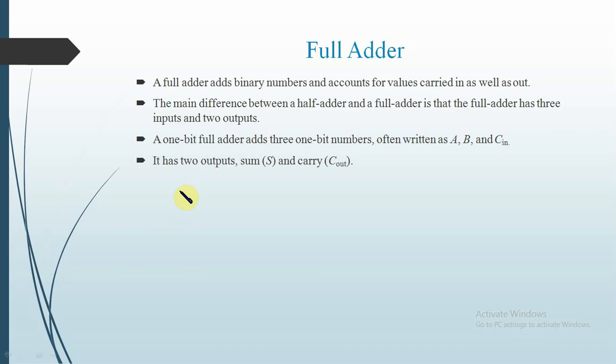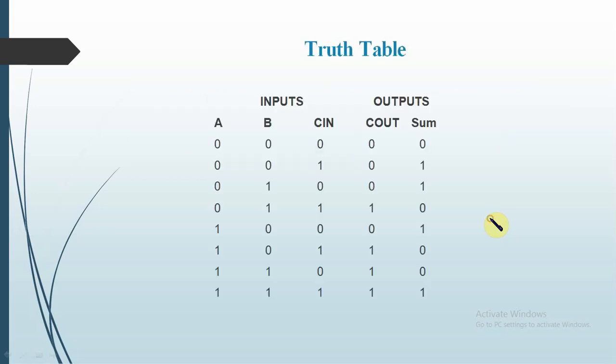Here some details are also given. The full adder adds binary numbers and accounts for values carried in as well as out. The main difference between a half adder and a full adder is that the full adder has three inputs and two outputs. That is, the 1-bit full adder adds three 1-bit numbers, A, B and C in, and it has two outputs, the sum and the carry out. The truth table is shown here.